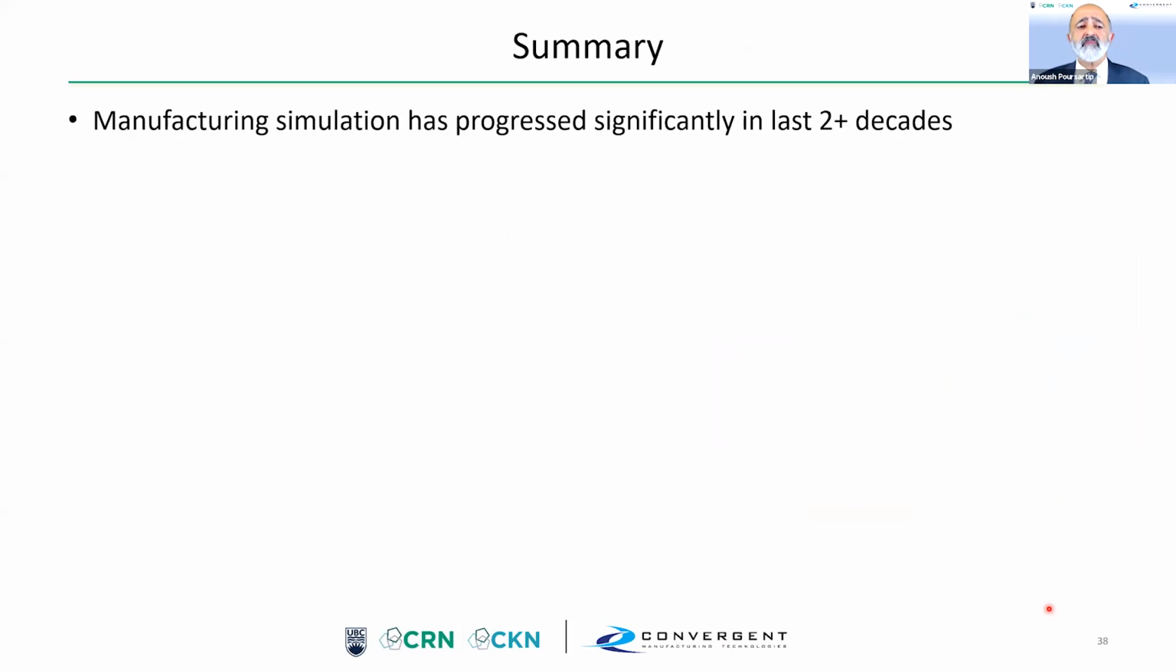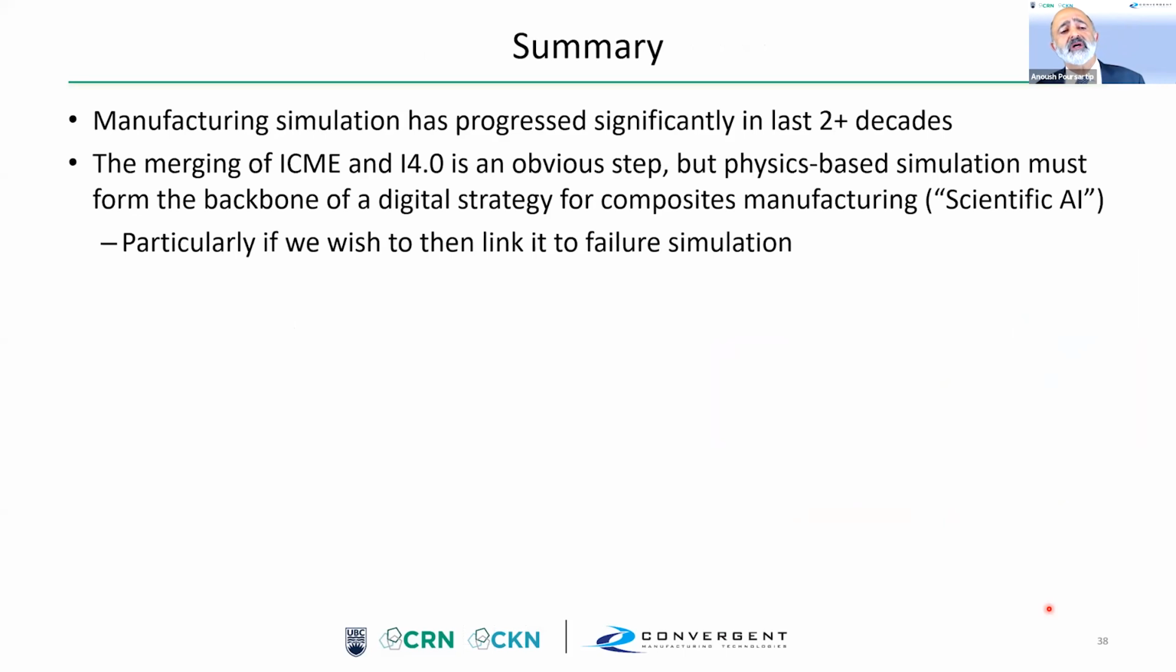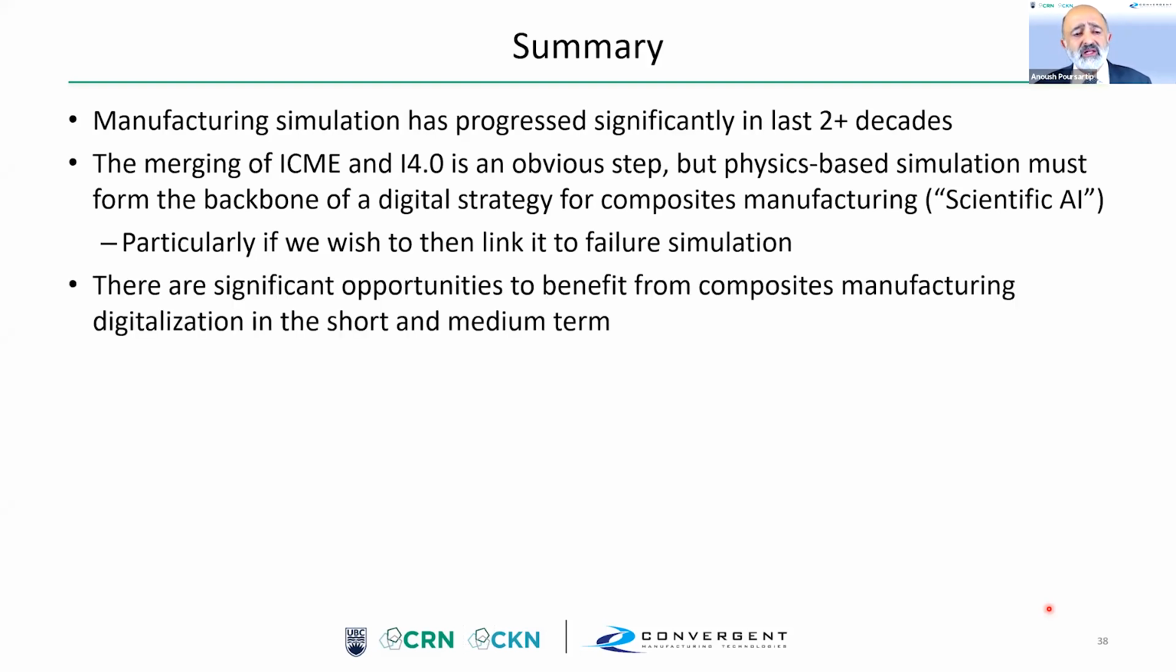In summary, manufacturing simulation has progressed significantly in the last 2 decades. The merging of integrated computational materials engineering and Industry 4.0 is an obvious step, but we firmly believe that physics-based simulation must form the backbone of a digital strategy for composites manufacturing, the scientific AI concept that I proposed. And this is particularly important if we wish to then link to failure simulation. There's significant opportunities to benefit from what's already been done in the short and medium term. And of course, lots more is being done both in research and in development of new technology packages.